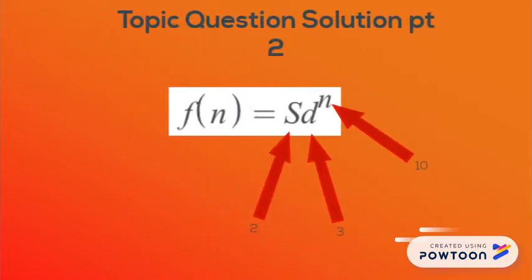Now, all we have to do is plug it into the equation. So, S is 2 because we had 2 feet of bacteria to start off with. D is 3 because it triples every hour. And N is 10 because we want to find it out for 10 hours.